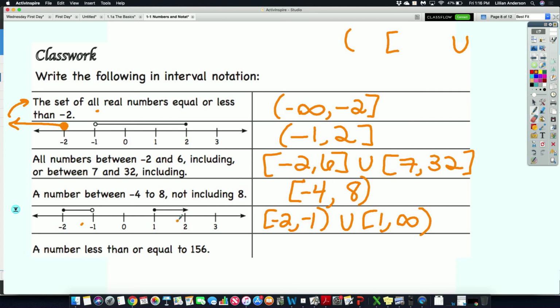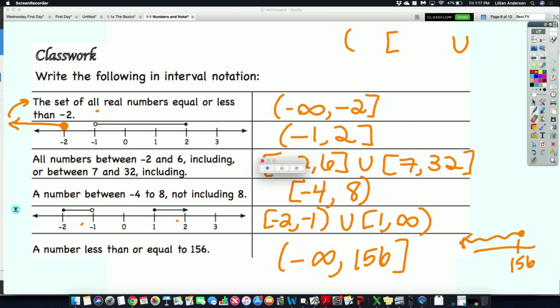Sometimes it's easier. What about a number less than or equal to 156? The parentheses, negative infinity, comma, 156, and then the bracket. So on a number line that would look like this, you have 156, close bracket, going this way. And that is interval and set notation. Are there any questions?